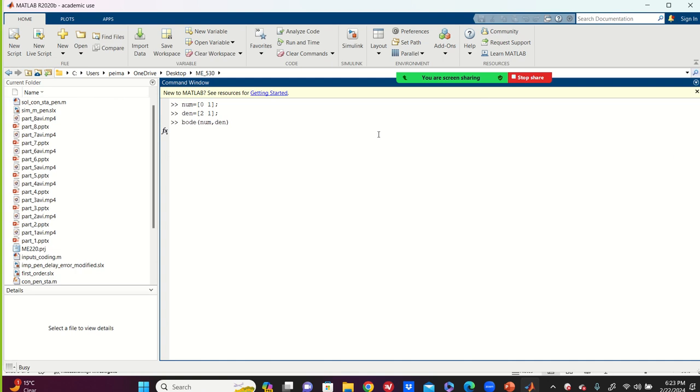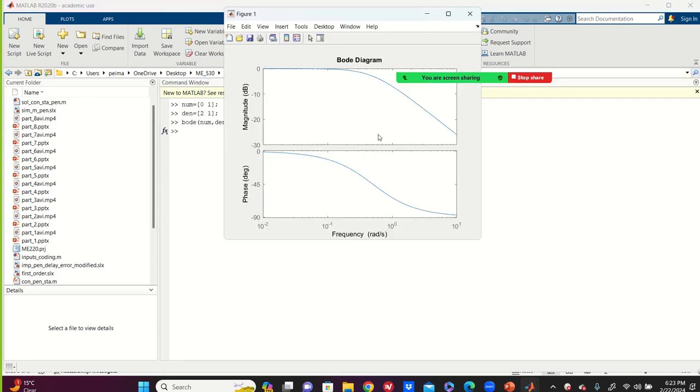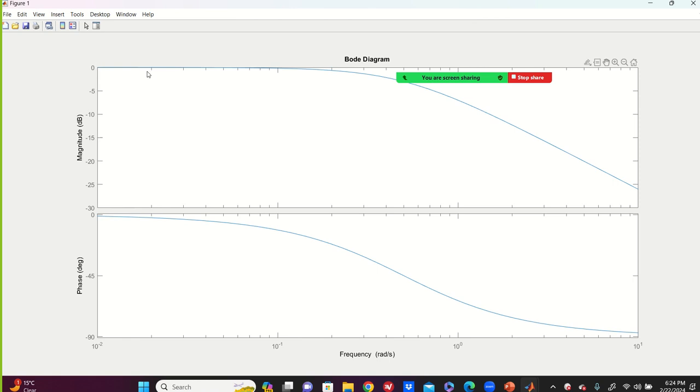You type, MATLAB comes up. Here we go, as we plotted, guys. This is your -3 dB point. You have to find it. This is your cutoff frequency here, and then it linearly decreases. So this is a low pass filter. This is magnitude or amplitude in decibel. This is phase, going from 0 to -90.